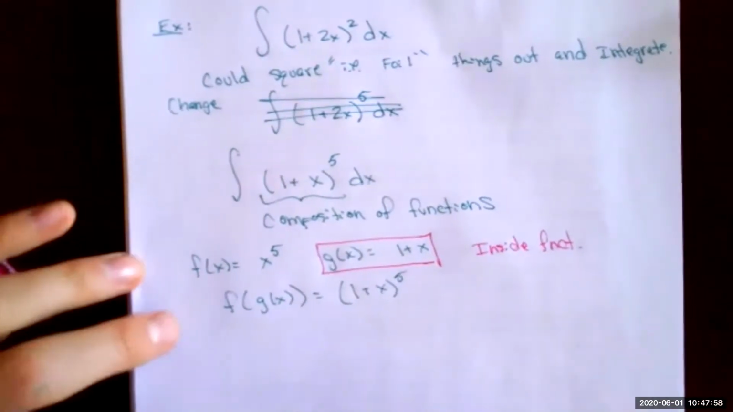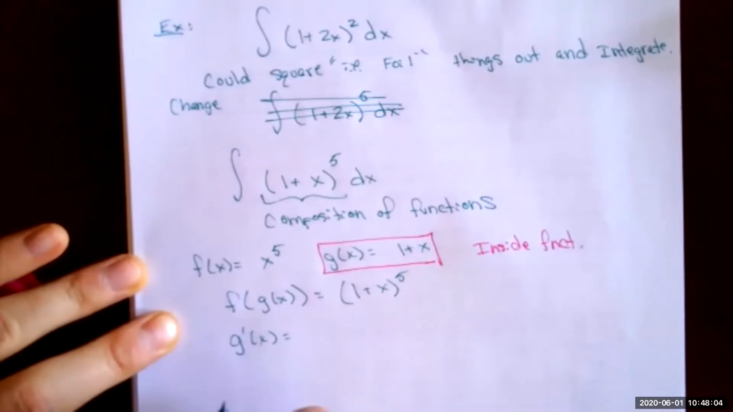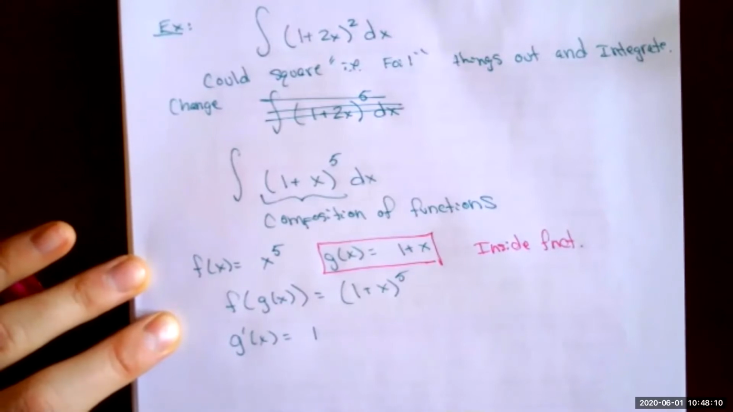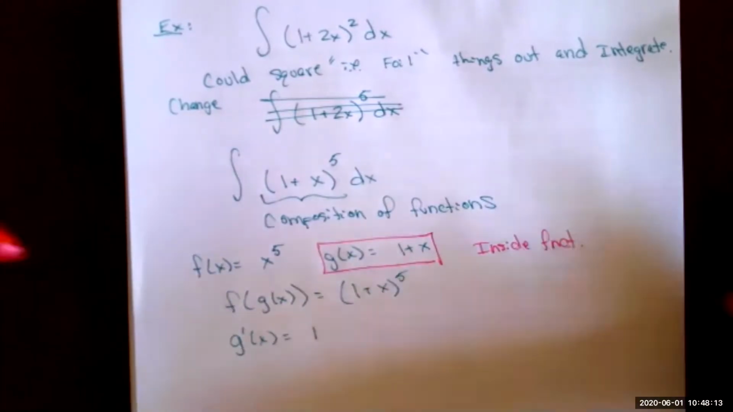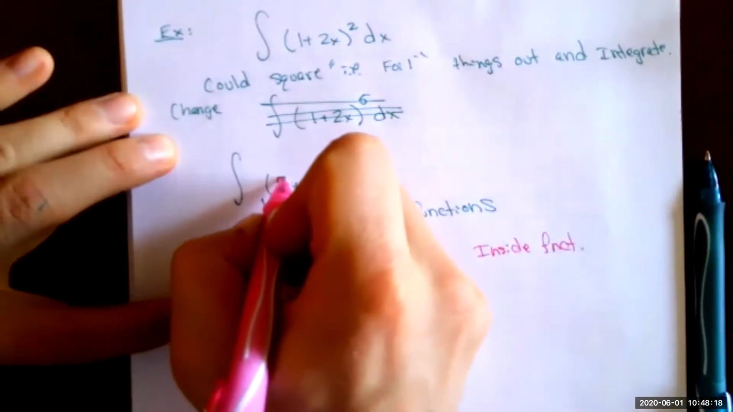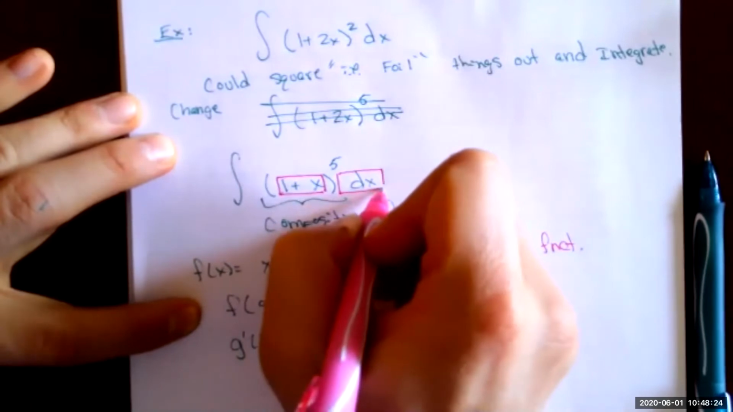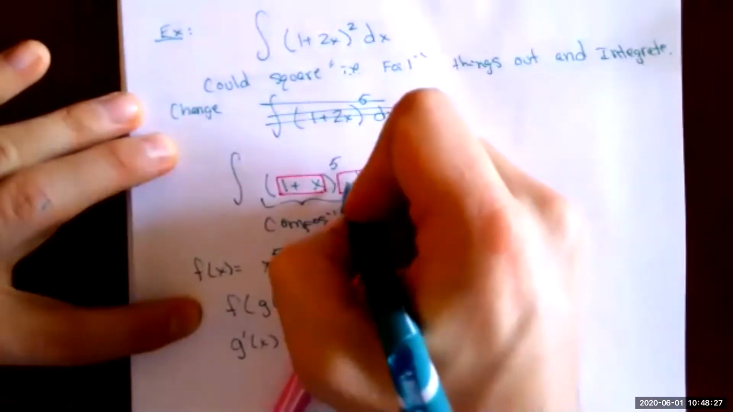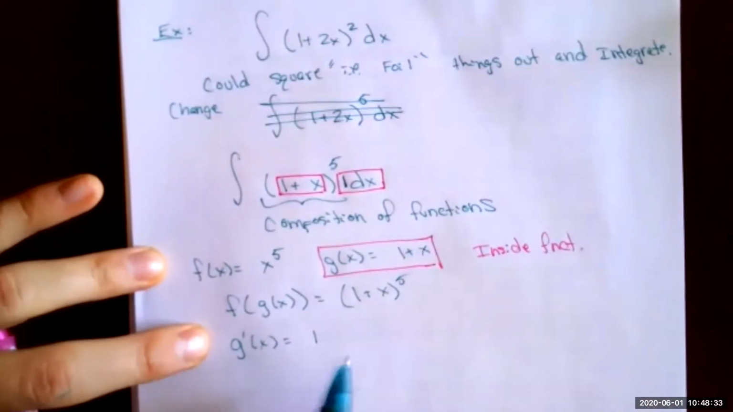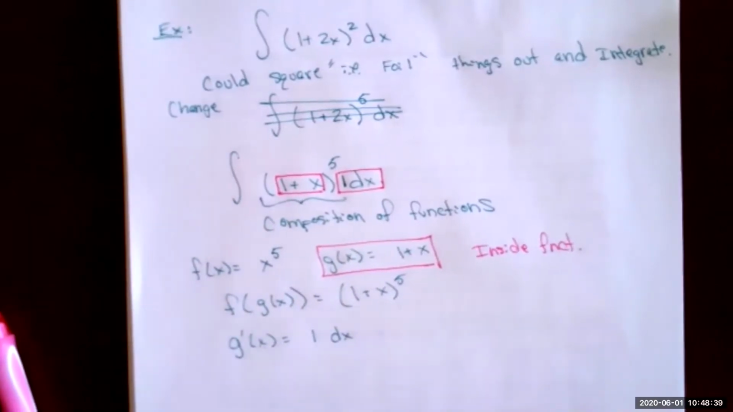And to note that if I take a derivative of g, well, what do we just get? We just get 1. And so what do we want to recognize in the problem is that this inside function here and this guy match. So this is essentially our 1 dx. And so what we want to think about is that g prime of x is 1. We can also think about it as 1 dx.